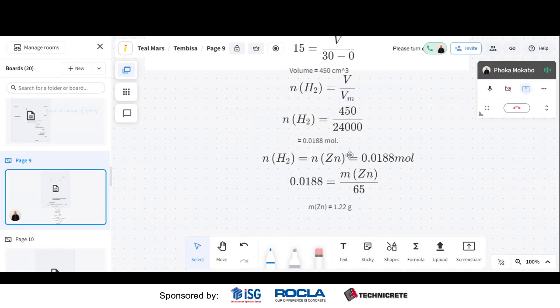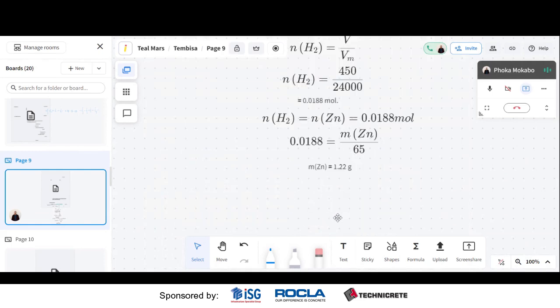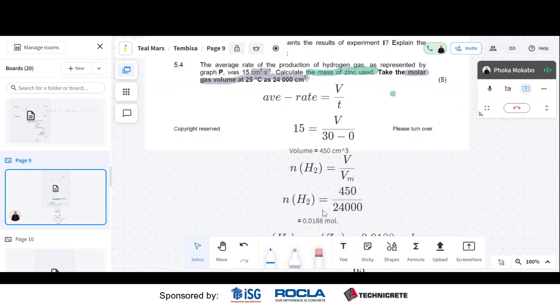And using that one, we have mass of zinc, which we're trying to find, over the molar mass, which is 65, which is found in your periodic table. You take the 65 and multiply it with the 0.0188. You get your mass in grams, which is 1.22 grams, which doesn't sound like a lot, but produced such a reaction. Okay, and that is question 5.4.